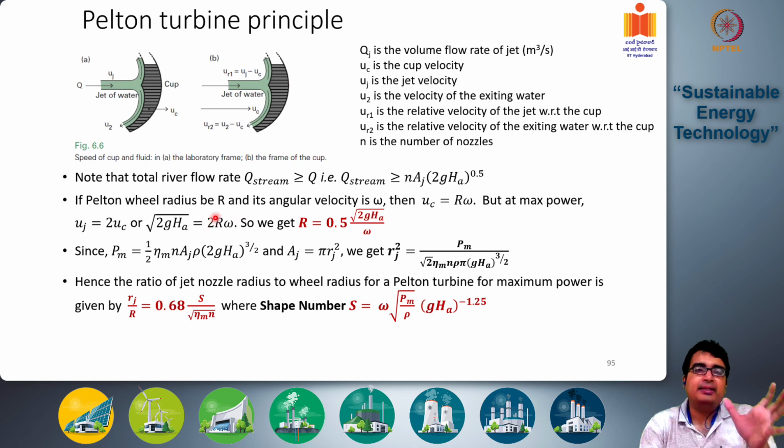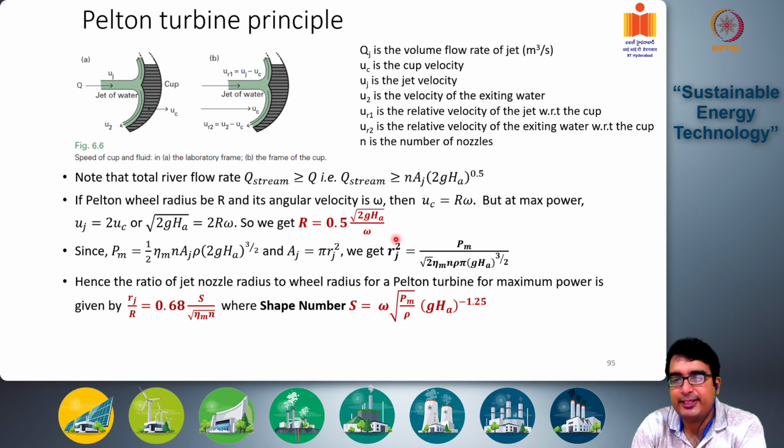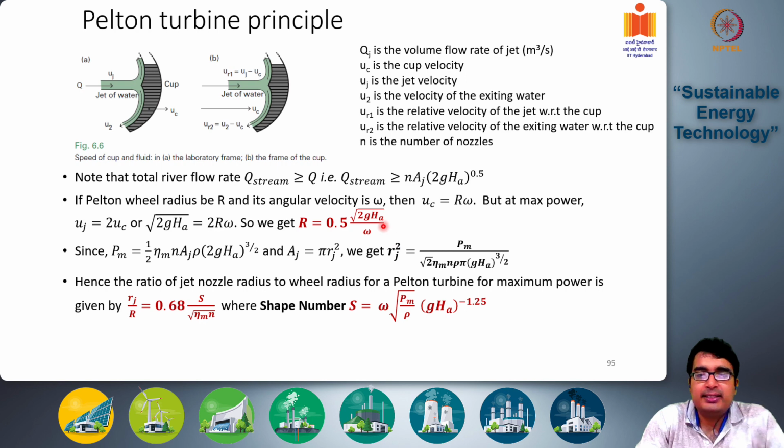Now, as we said, the Pelton wheel radius is r. So the Pelton wheel bucket velocity Uc is r into omega. But at maximum power, Uj is twice Uc, and Uj is root over 2gHa, and Uc is r omega. So root over 2gHa equals twice r omega. This gives the radius of the Pelton wheel itself, which can be expressed as 0.5 root over 2gHa by omega, where omega is the angular velocity of the Pelton wheel in radians per second. So this is the expression for the radius of the Pelton wheel under the maximum power condition.